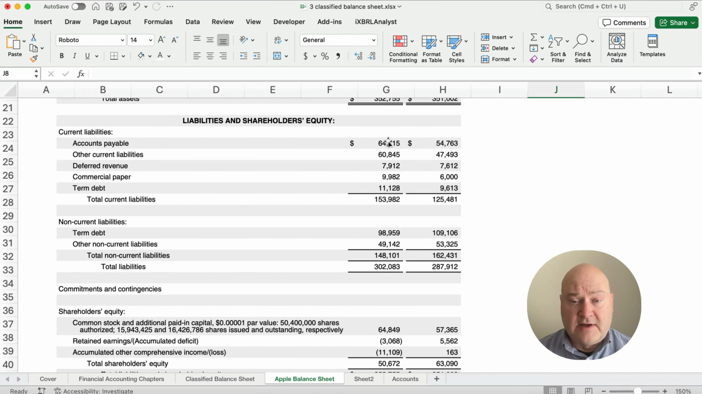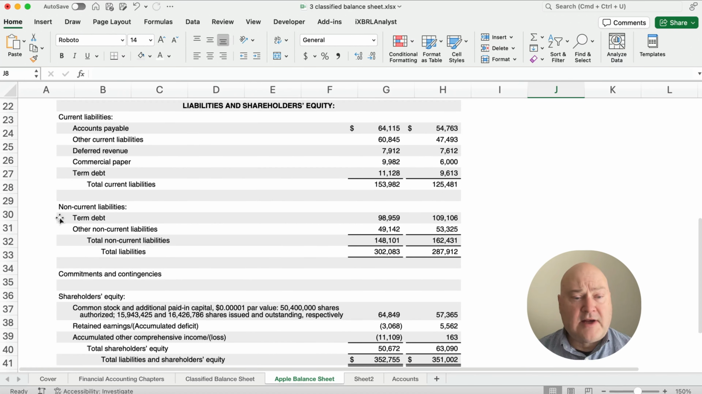We have for Apple, they have current liabilities. These are all due one year or less. Accounts payable, other, deferred revenue. Deferred revenue is anytime they get paid early, so it's not earned revenue yet, it's deferred revenue, and then when they earn it, they'll recognize the revenue. Maybe you pay for one year's worth of Apple Music. Well, it's not revenue until they earn it each month. So that would be part of deferred revenue.